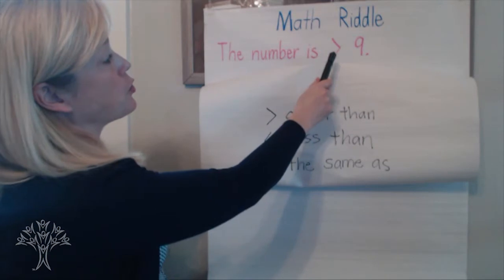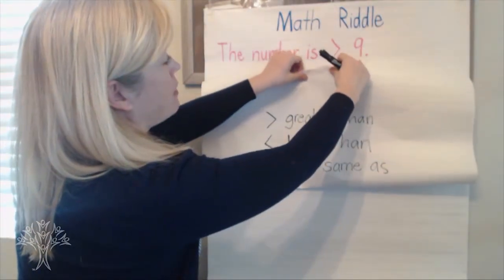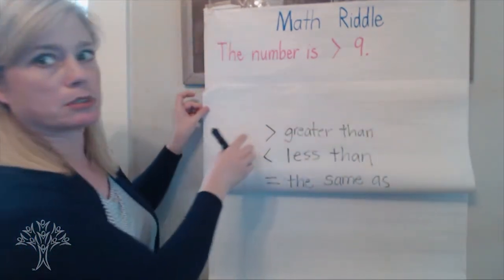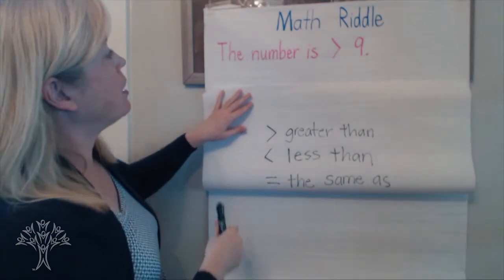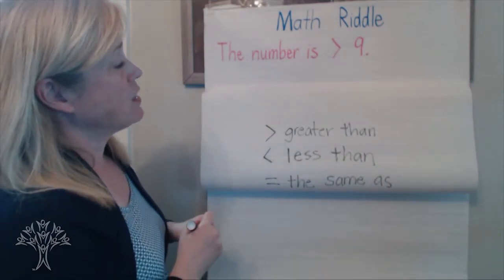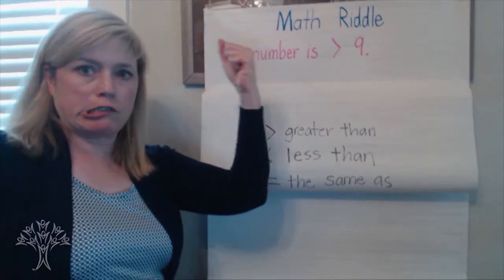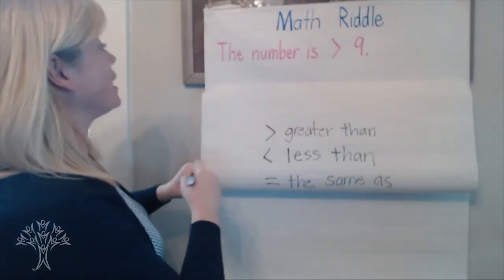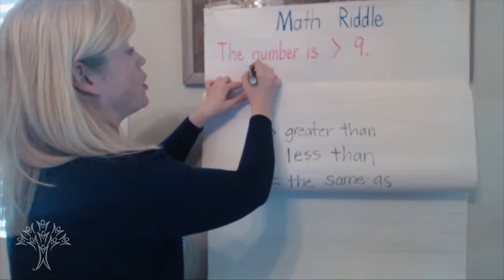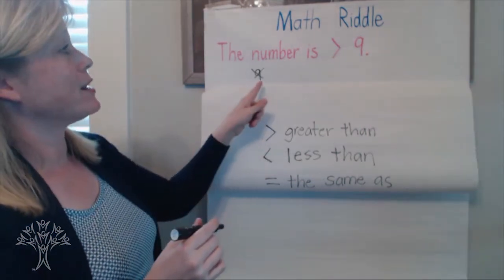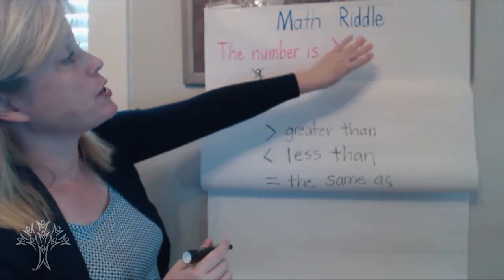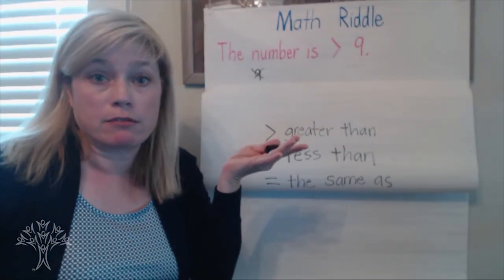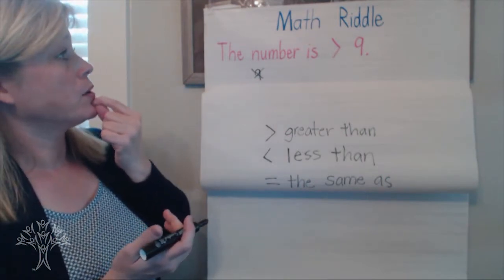So the number is greater than 9. Okay, well, if the number is greater than 9, ooh, I almost revealed another clue. Stretch my brain. Well, if the number is greater than 9, I know the number cannot be 9. Nope. If the number is greater than 9, then all the numbers that come before 9 aren't it. So what numbers come before 9?